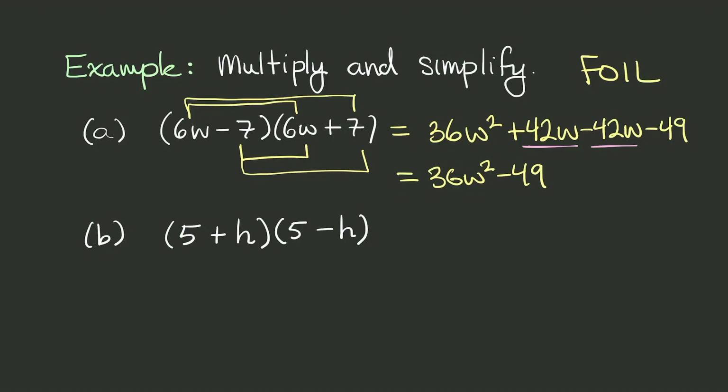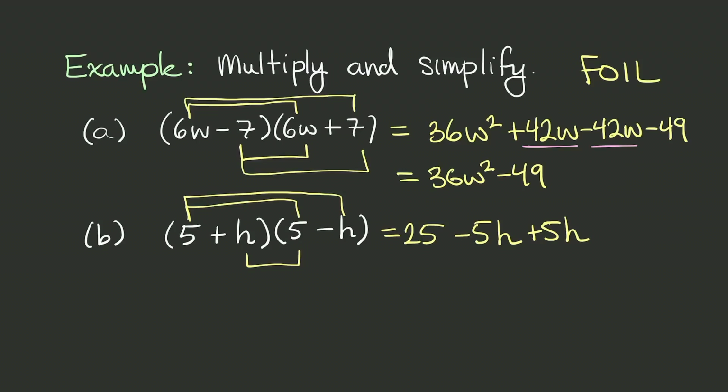In part B, we have 5 plus h times 5 minus h. So we'll take the first two. 5 times 5 is going to give us 25. Then we'll take the first and the last, or the outer terms. That will give us 5 times negative h, which is negative 5h. Now we'll take the inner terms. h times 5 gives us positive 5h. And then the last terms will give us h times negative h, which is negative h squared.